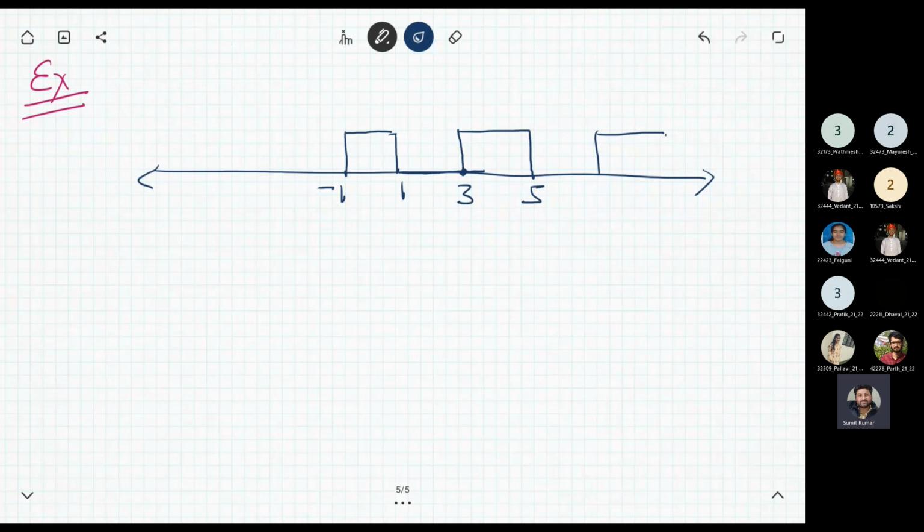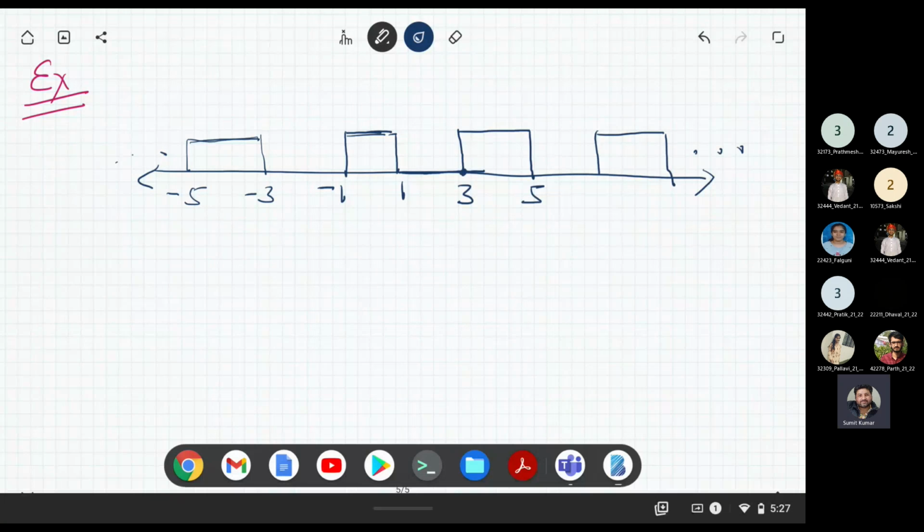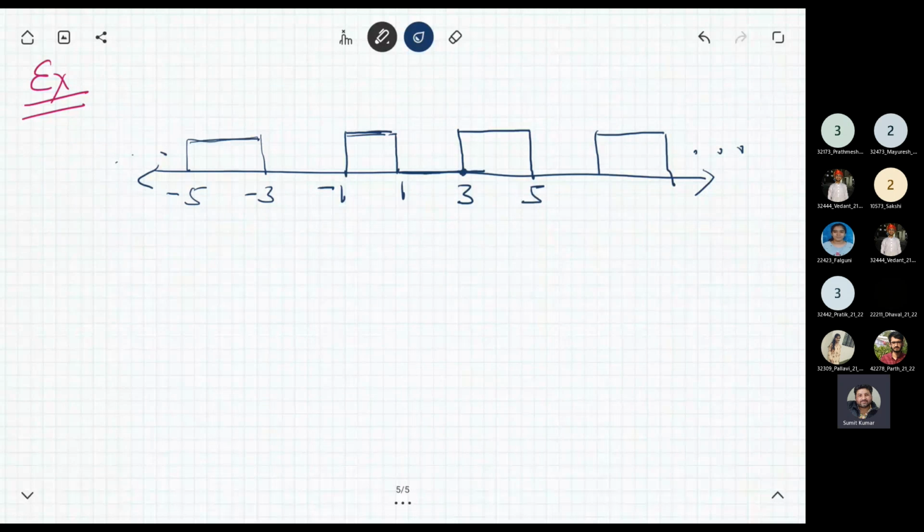And on the other side, this will be from -3 to -5, and so on and so forth. And let me give you its amplitude. Let me give it a value of 1. So its amplitude is equal to 1.